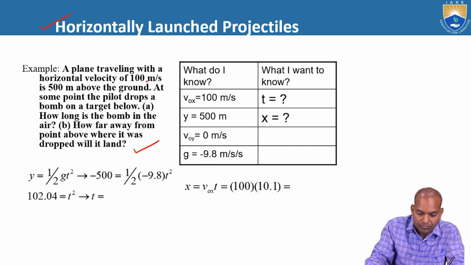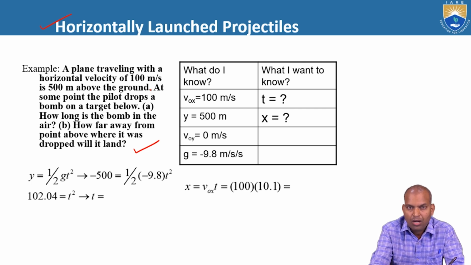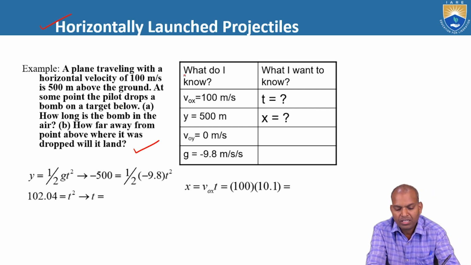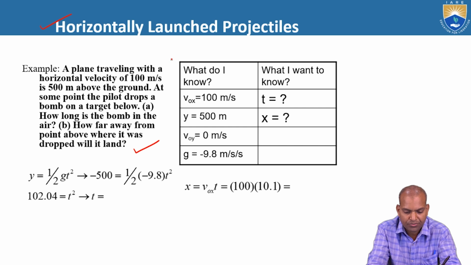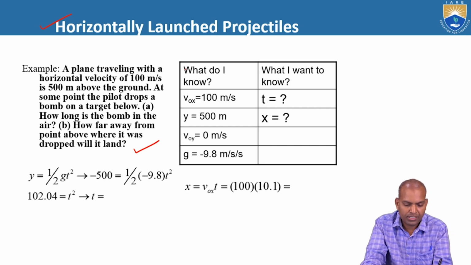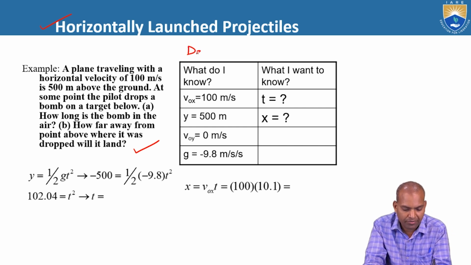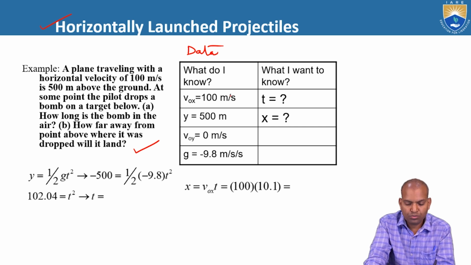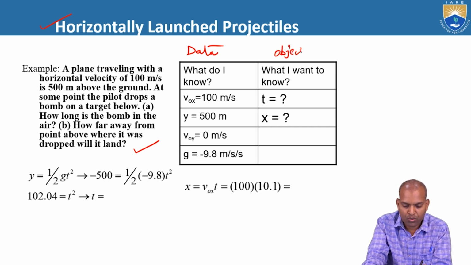Now, here there are two things. What do I know? What do I want to know? What do I know means the given data. What I want to know are the objectives. Here there are two components. What do I know? These are the data given. And what I want to know are the objectives to be found.